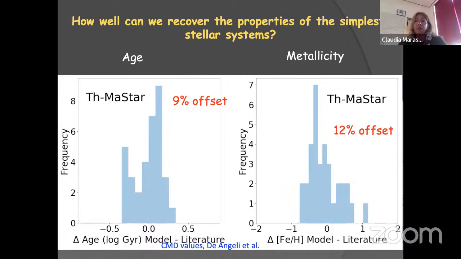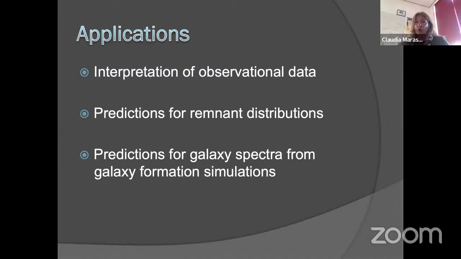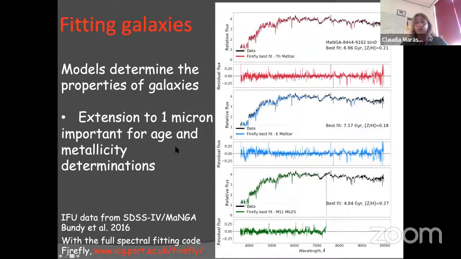And the organizer should stop me if I'm going over time. I'm conscious that we started a little later, but still, I will try to show you some key applications, which is mostly the interpretation of observational data and the prediction for galaxy spectra. So when you have your model, the temptation is to fit it to spectra. That's why we calculate models, which is great.